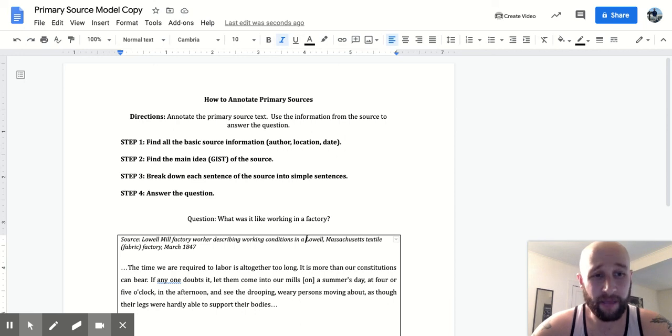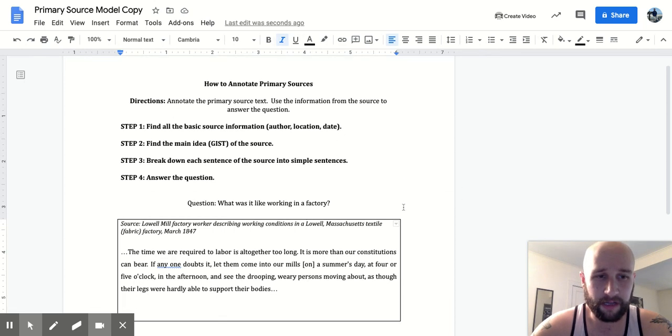Okay, so I can't be with you guys today, so this is a quick lesson on how to take notes on a primary source. So when we get primary sources in class, you're always going to annotate or take notes on those, and you use that information from the source to answer the question that the class is focused on.